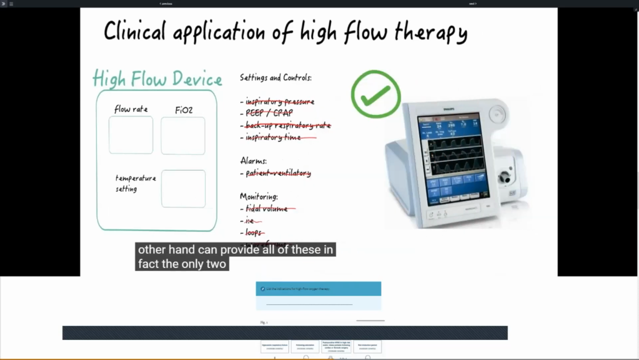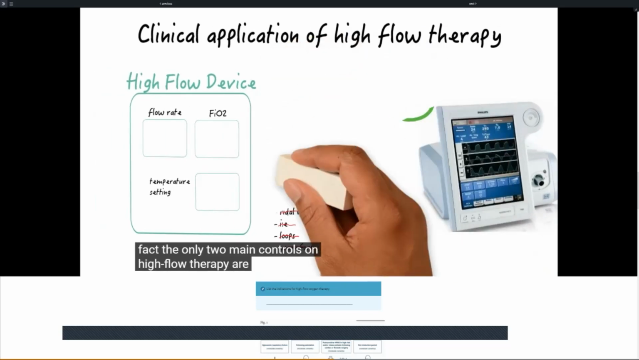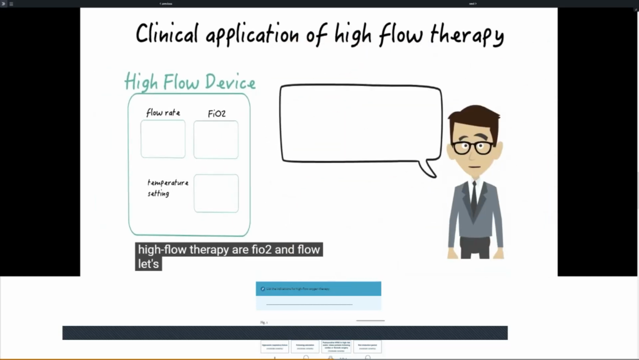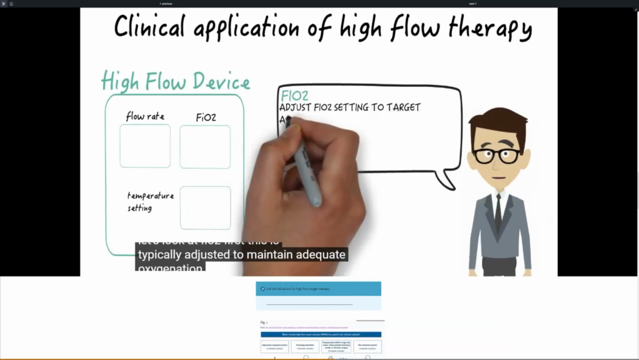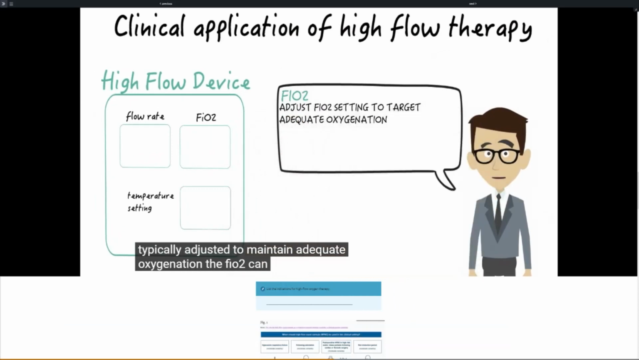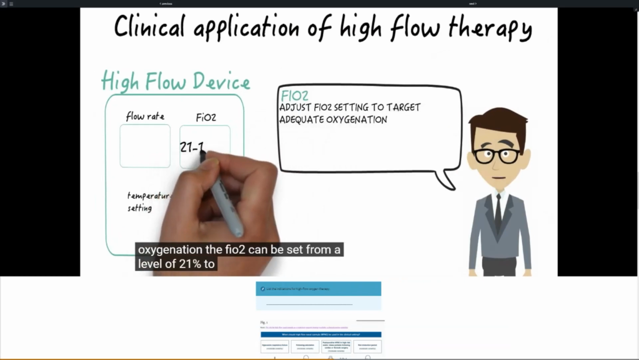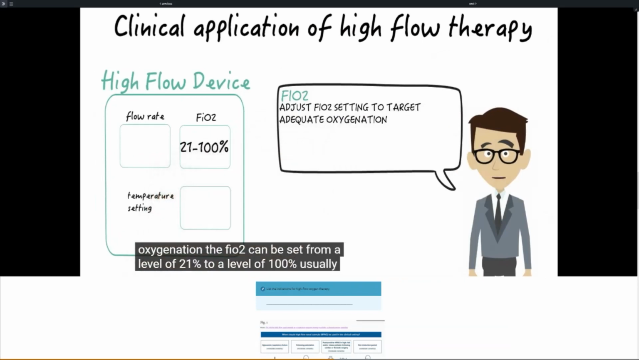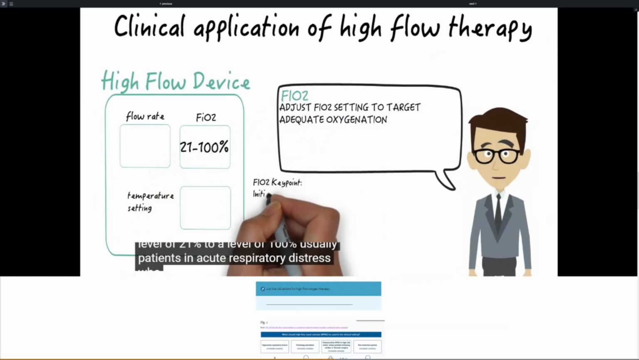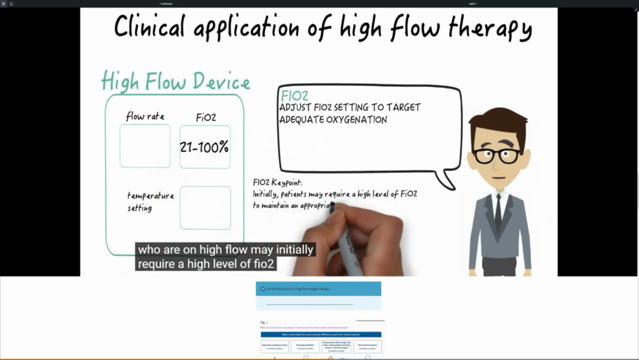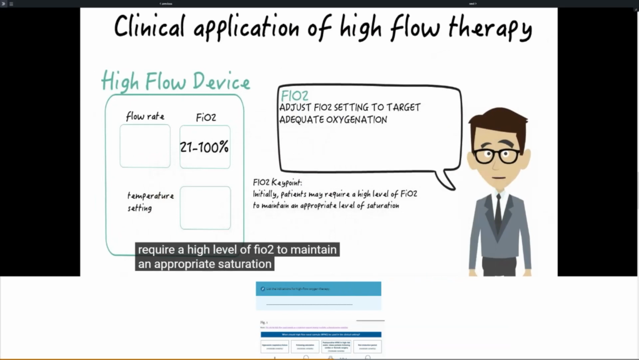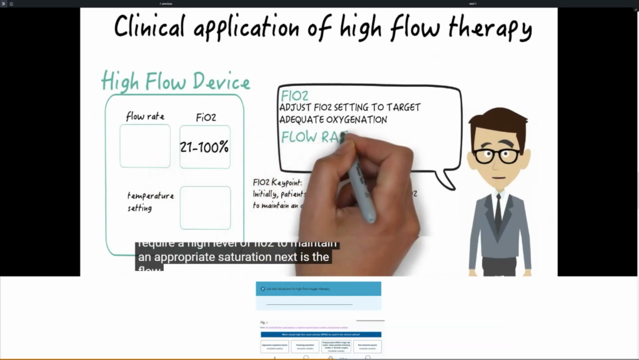In fact, the only two main controls on high flow therapy are FiO2 and flow. Let's look at FiO2 first. This is typically adjusted to maintain adequate oxygenation. The FiO2 can be set from a level of 21% to a level of 100%. Usually, patients in acute respiratory distress who are on high flow may initially require a high level of FiO2 to maintain an appropriate saturation. Next is the flow setting.